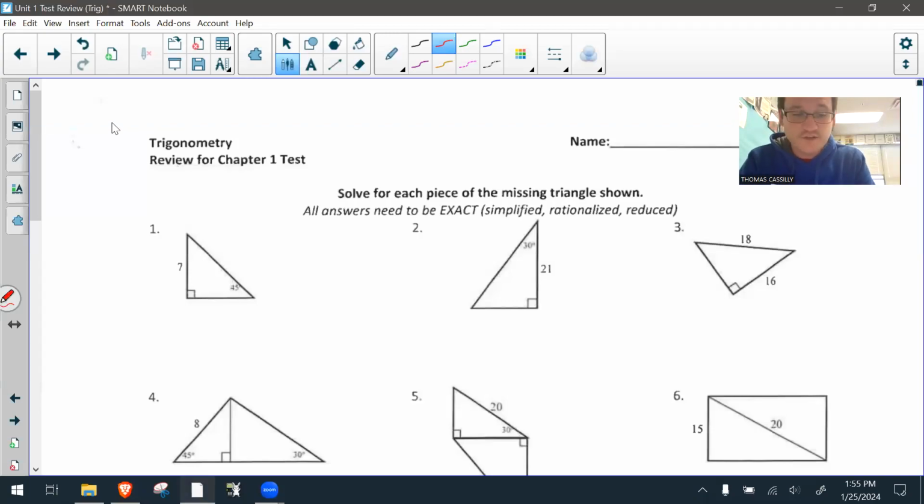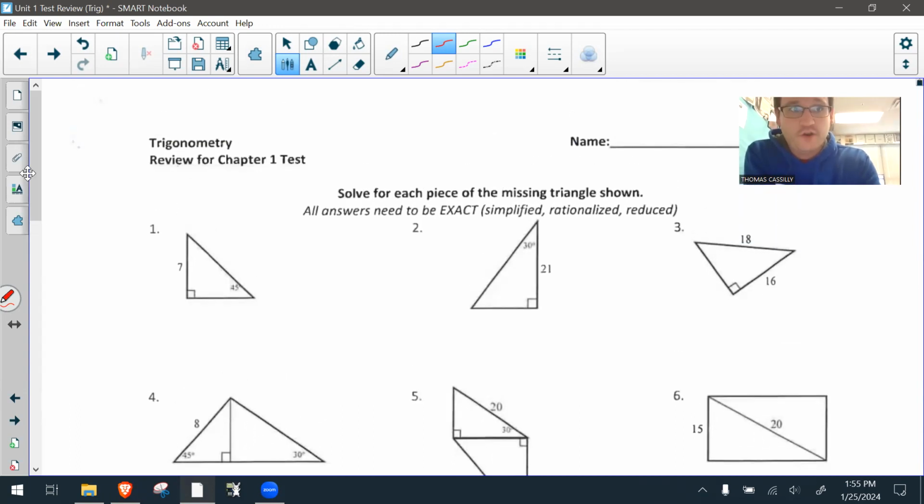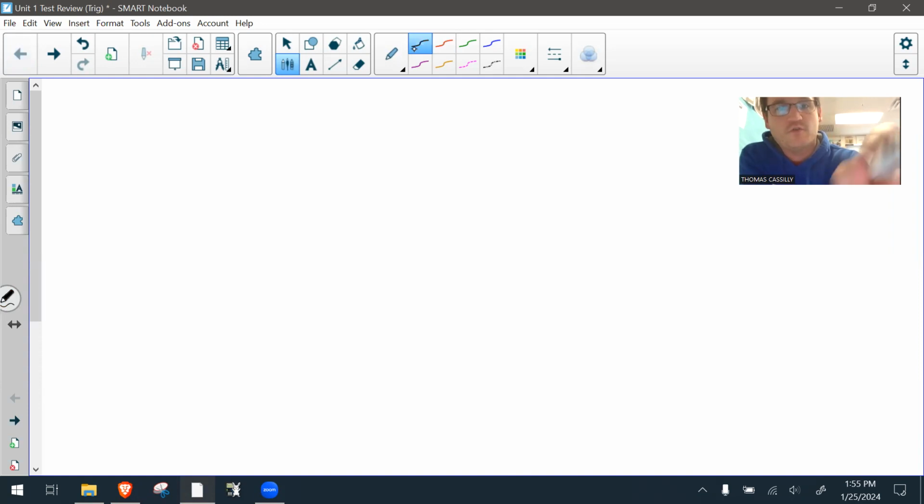All right, take two. This is our chapter one test review for trigonometry. All right, so these first five, it looks like, are your special right triangles. And we had two types of special right triangles.